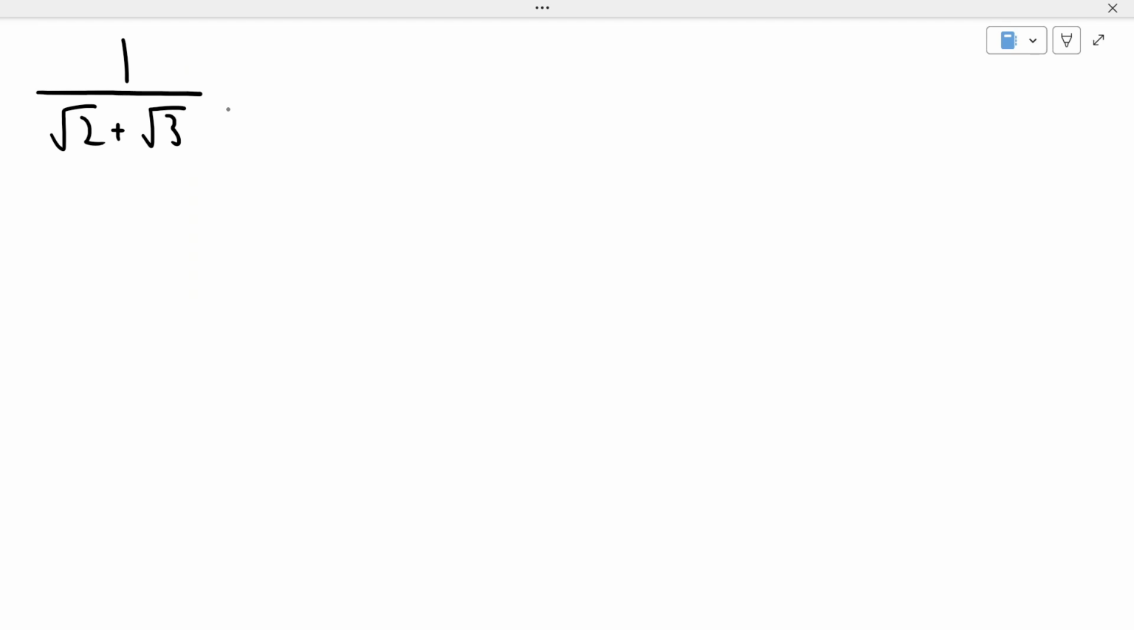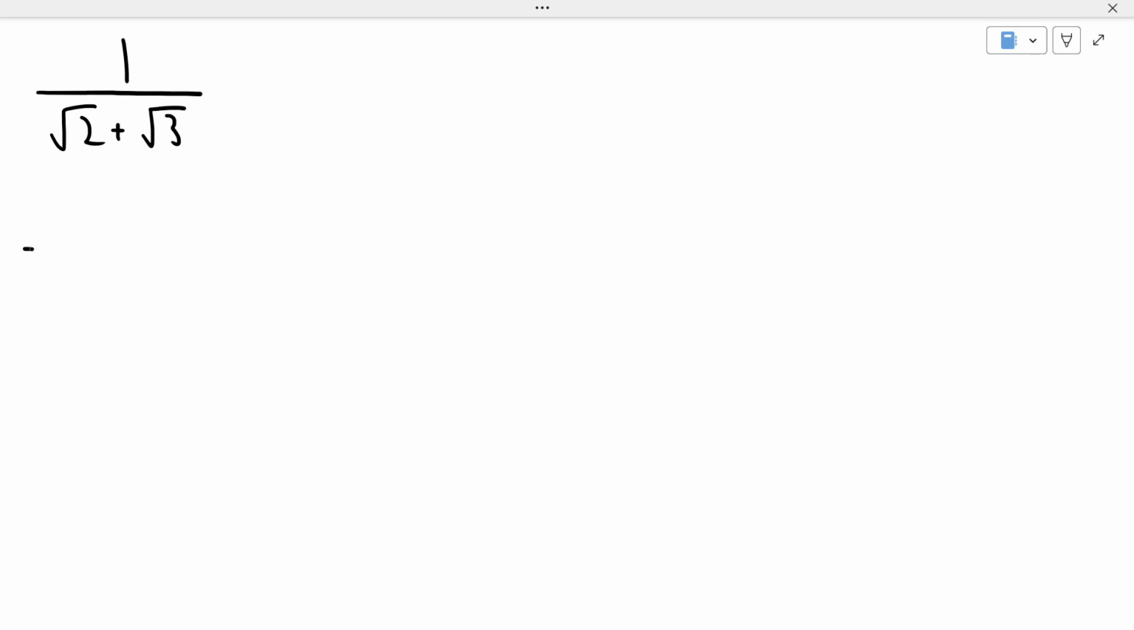To simplify the expression, we need to first look at the denominator, square root of 2 plus the square root of 3. What we need to do now is multiply the fraction throughout by the conjugate of the denominator. To find the conjugate of the denominator, we need to keep the first term the same and change the sign in front of the second term. So the conjugate of square root of 2 plus the square root of 3 is just square root of 2 minus the square root of 3.